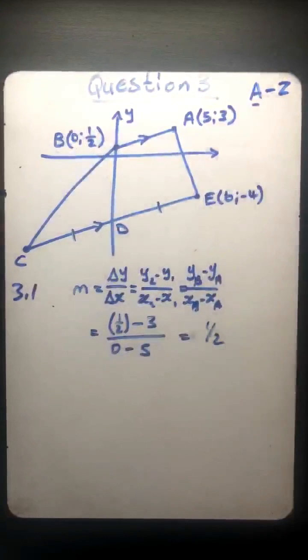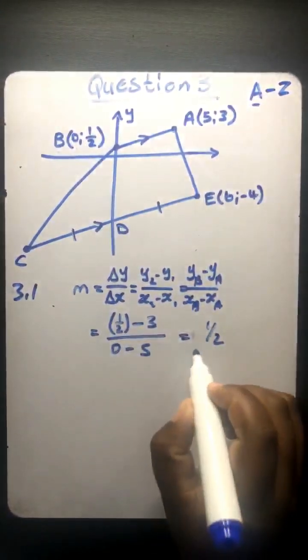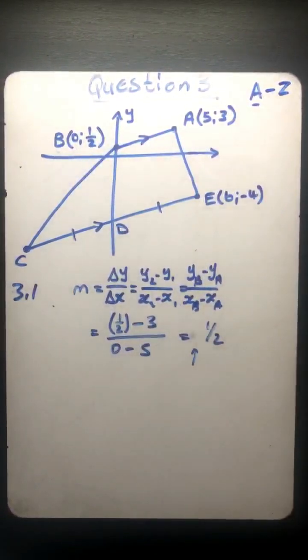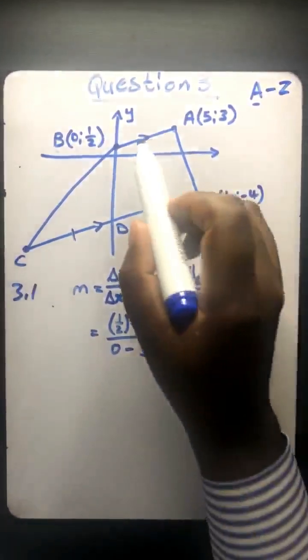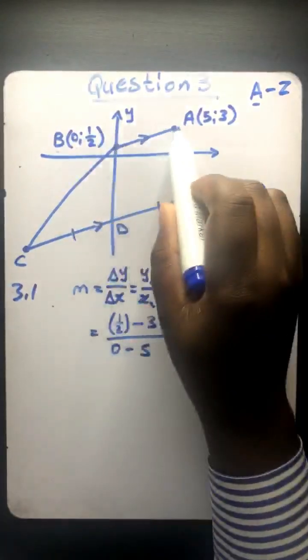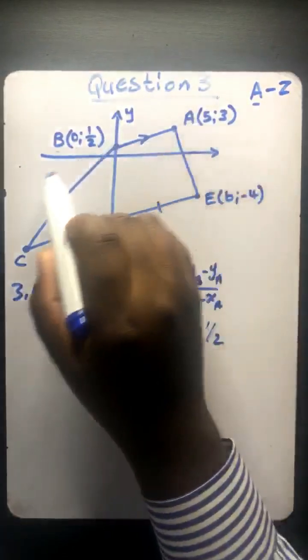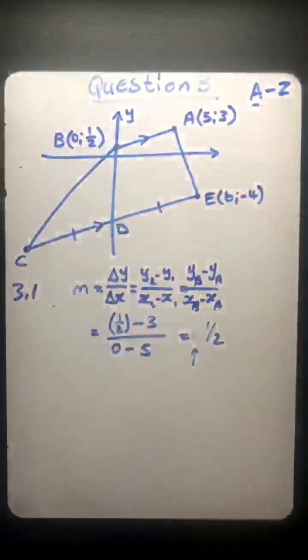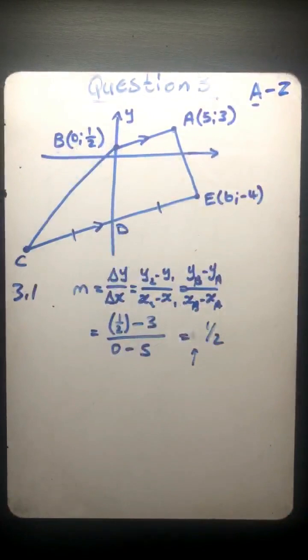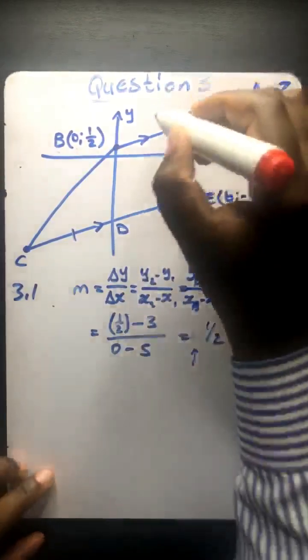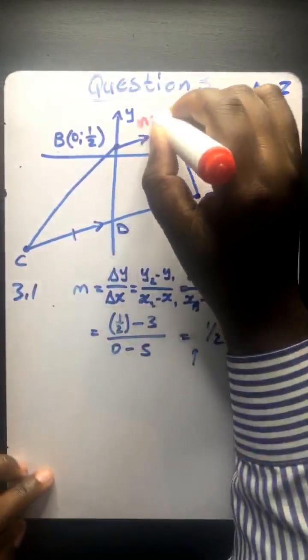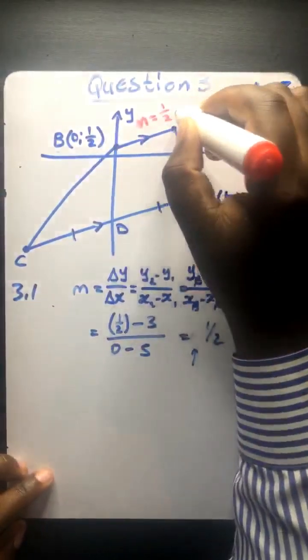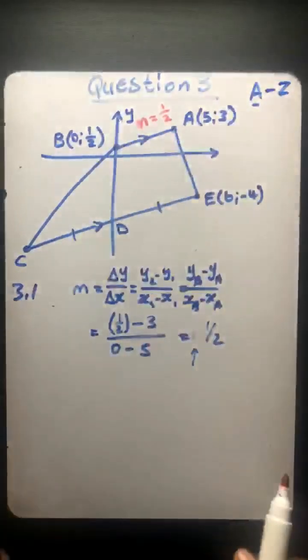So remember, for you to know that your answer is correct, obviously you expected a positive value. Why? Because of this type of line ending in the first quadrant, and if you extend it, it ends in the third quadrant. That's how you know your answer is correct. So with a red ink, let's write it there to say the gradient of line BA is equal to half.